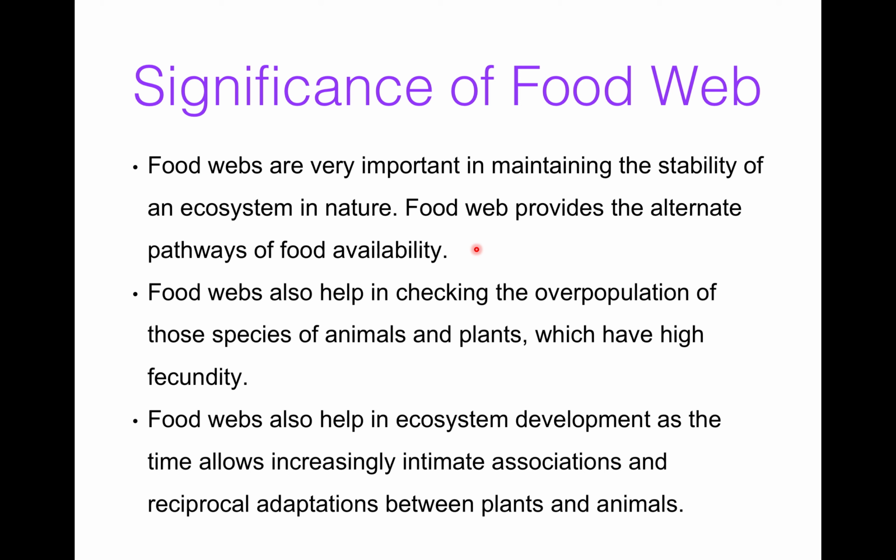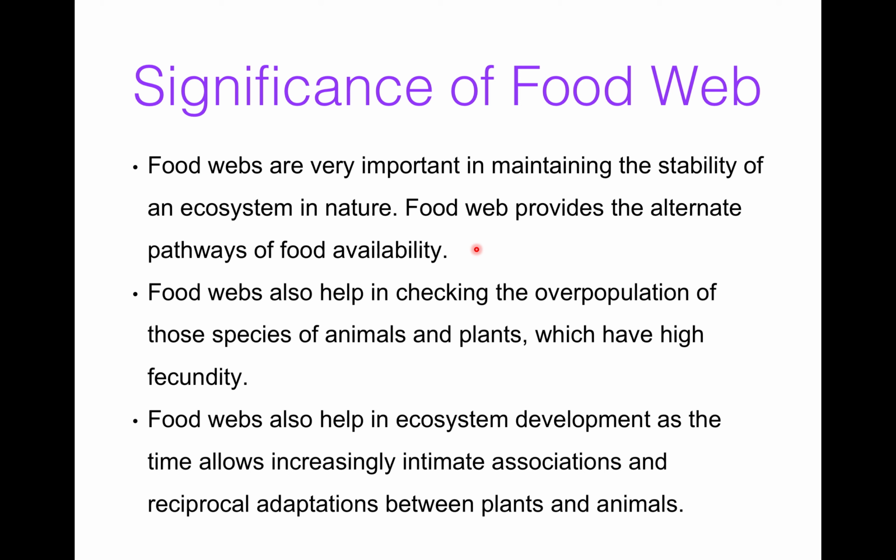For example, dogs, that is secondary consumers, may feed on rats or mice in the event of decrease in the number of rabbits on which they also feed. Thus, alternatives serve for maintenance of stability of the ecosystem.